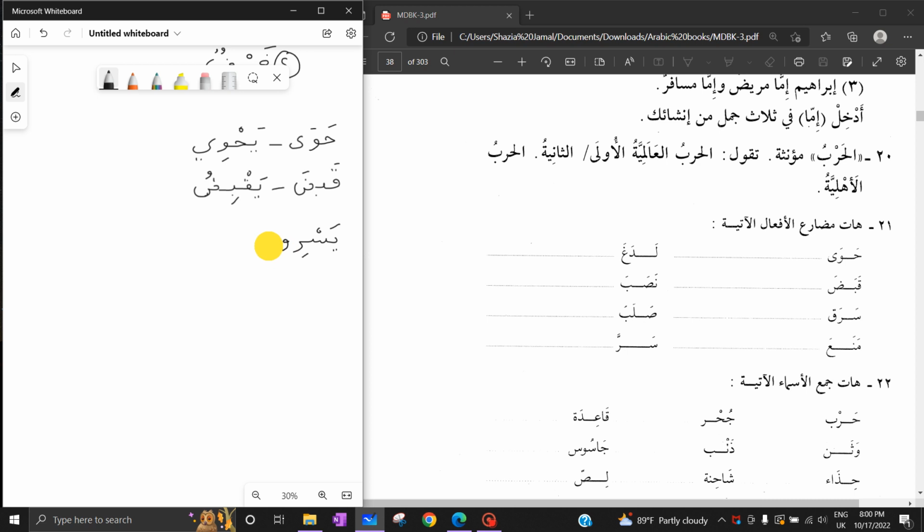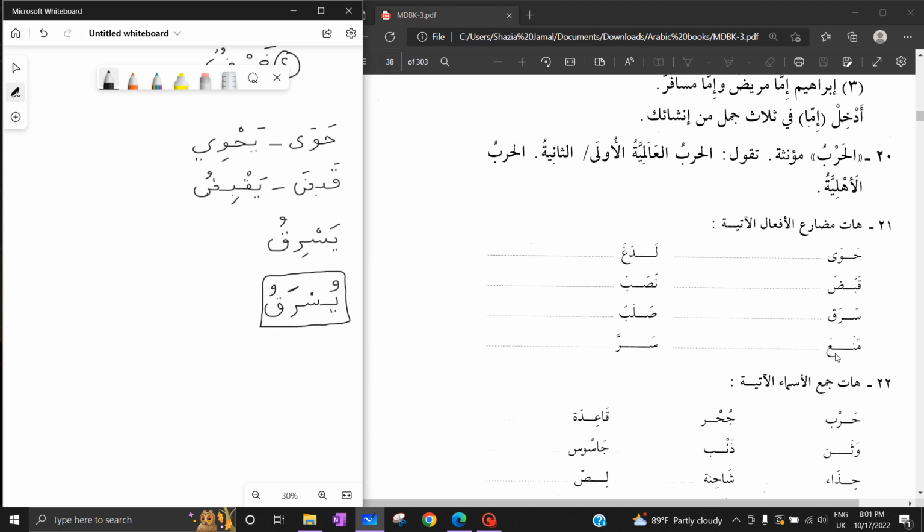Yasriqu. If I say, please make this into majhul, what will you do? Yasriqu. The harf mudara'a ya will have a dhamma. Yes. Then what happens to the second last letter? Fatha. And yusraqu. Okay. So this becomes the majhul. This is how you make a present tense into majhul.